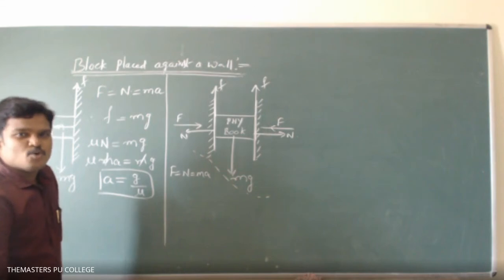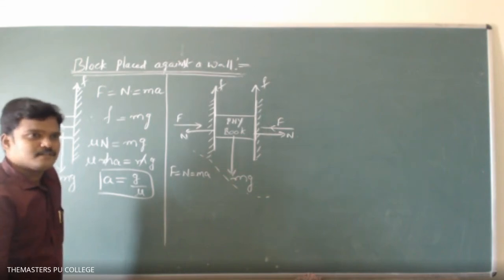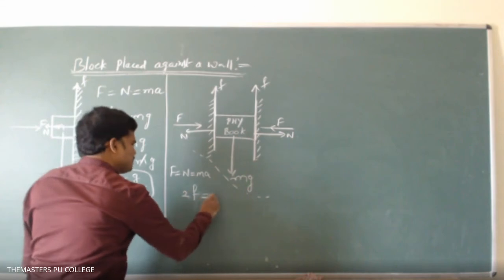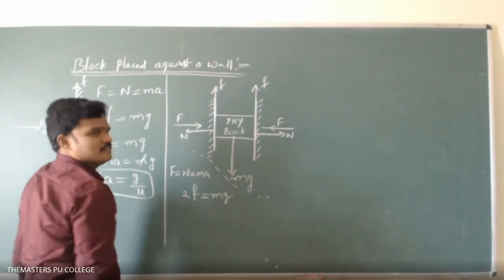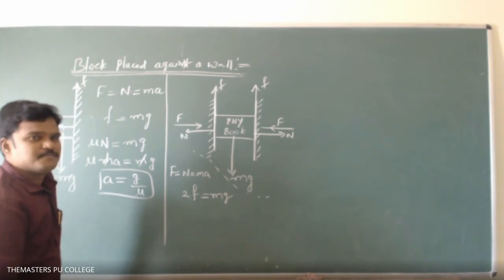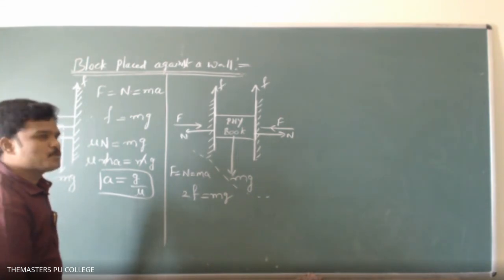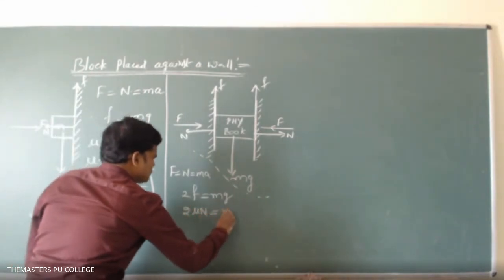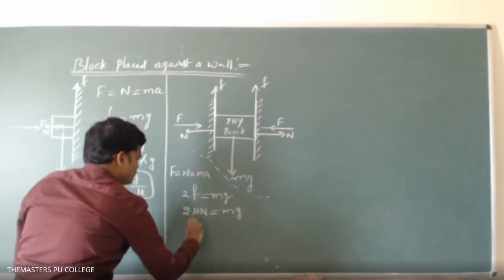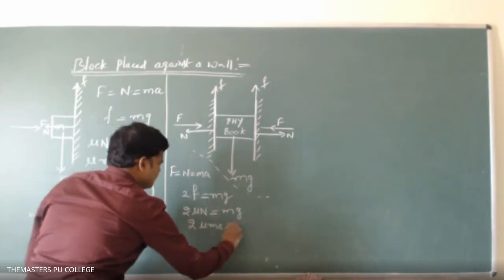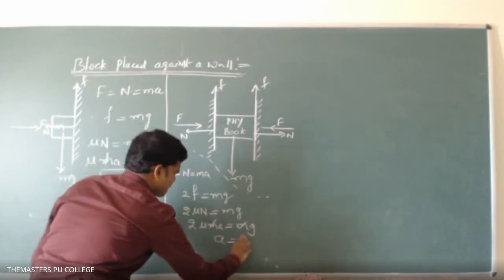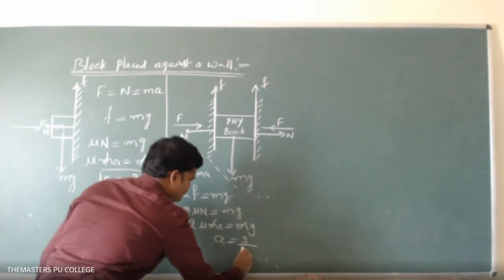Tell me, upward how many forces are acting? Two frictional forces. So shall I write 2 times F balanced by mg? Is it okay? 2 times mu N balanced by mg. What is N? ma. So 2 mu ma is equal to mg. m gets cancelled. What is a? g by 2 mu.